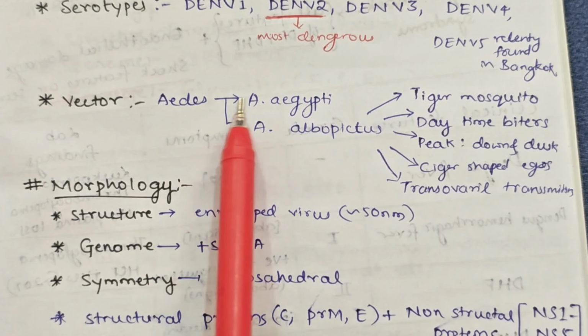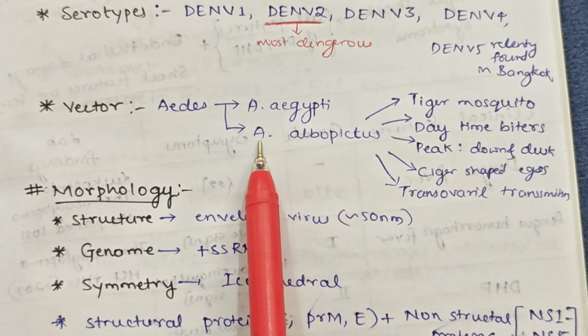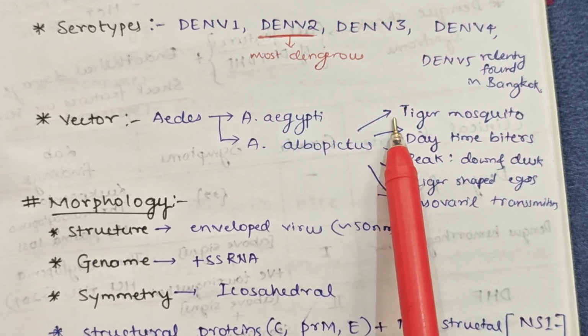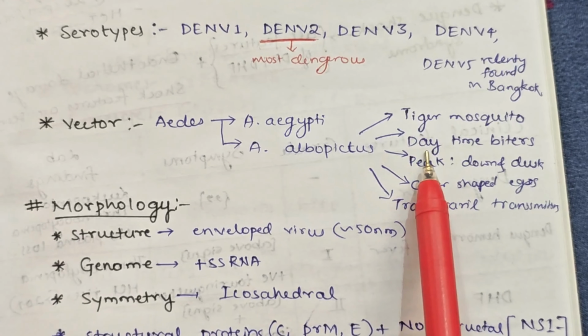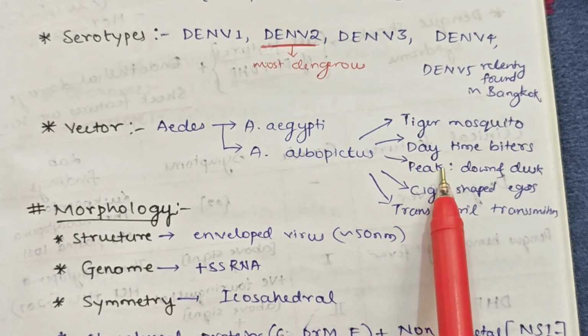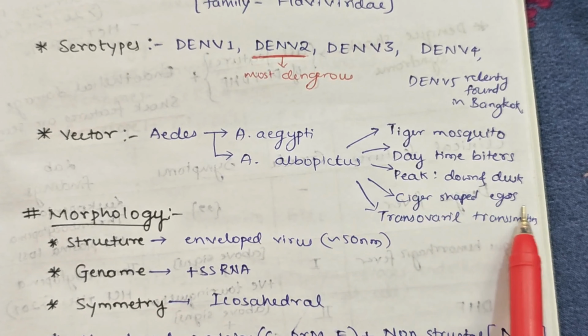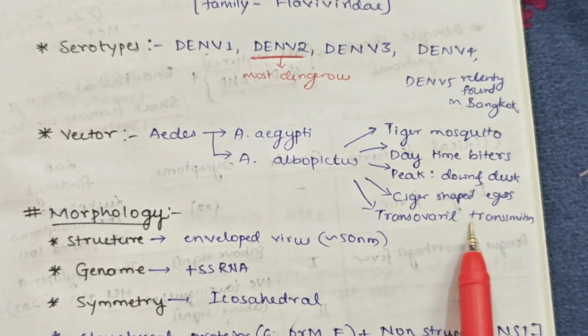Vector: Aedes mosquito, Aedes aegypti and Aedes albopictus, of which Aedes albopictus, for example, is the tiger mosquito. It is a daytime biter, peaking at dawn and dusk. It is found as cigar-shaped eggs, with trans-ovarian transmission.